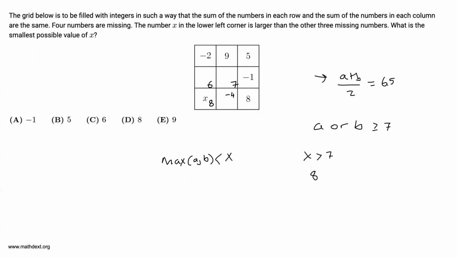What's -2 plus 6 plus 8? Well, it's -2 plus 14, which is 12. 9 plus 7 plus -4 is 16 minus 4, which is 12. 5 minus 1 plus 8 is 12. -2 plus 9 plus 5 is -2 plus 14, which is 12. 6 plus 7 minus 1 is also 12. And 8 minus 4 plus 8 is also 12. So we see that this grid does satisfy all the conditions, which means that the smallest possible value of x is 8. And we are done.